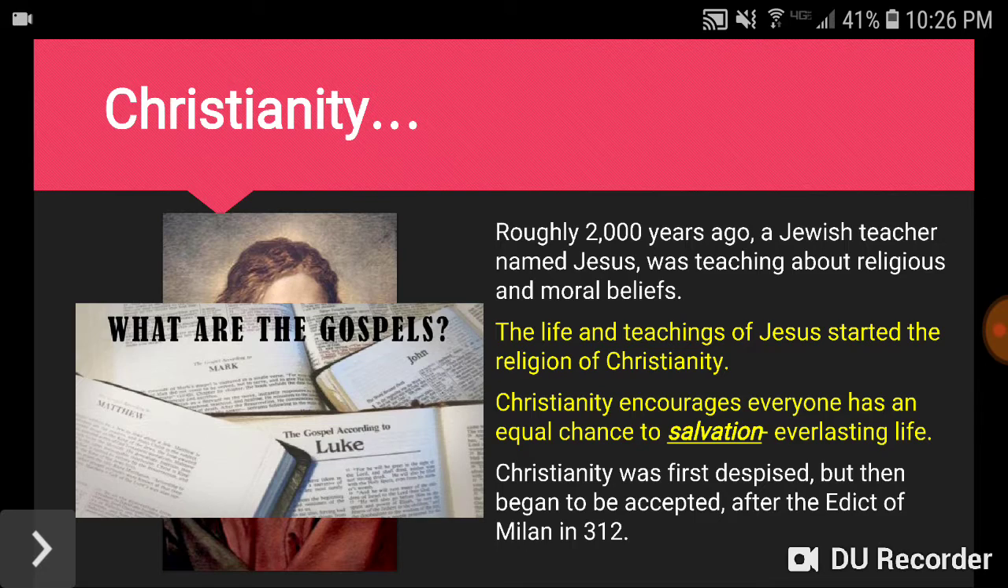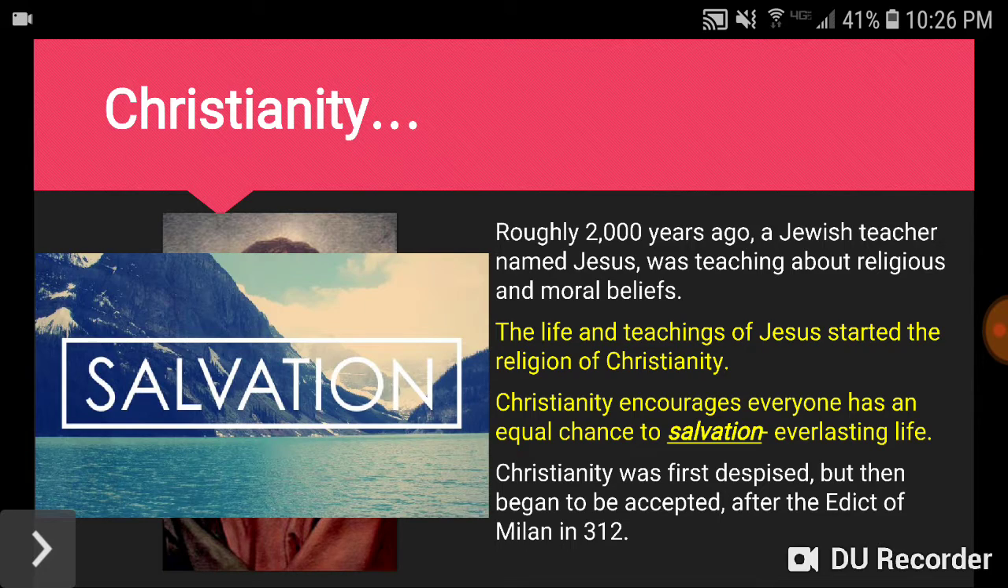And really what Christianity encourages is that everyone has a chance for salvation or everlasting life. And so this idea of salvation is going to come into play when we talk about things like the Second Great Awakening and the First Great Awakening, and also the religious views of the Pilgrims, where people want to have their salvation. They want to have everlasting life. But sometimes the government in Europe is going to prevent them from actually practicing the religion that they feel is appropriate and the way that they would like to practice their religion.